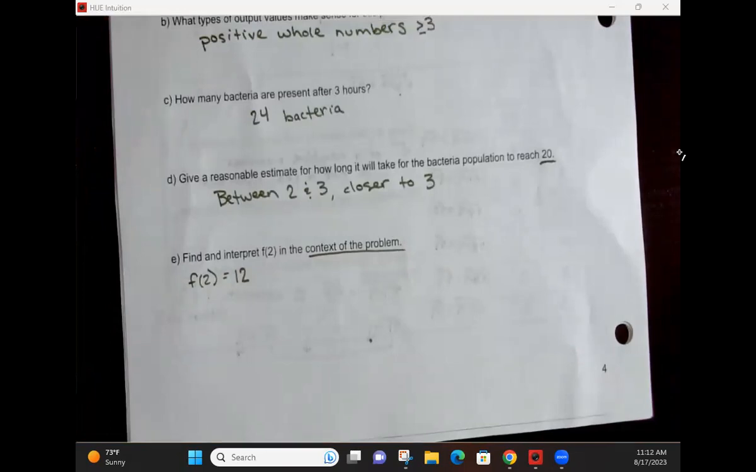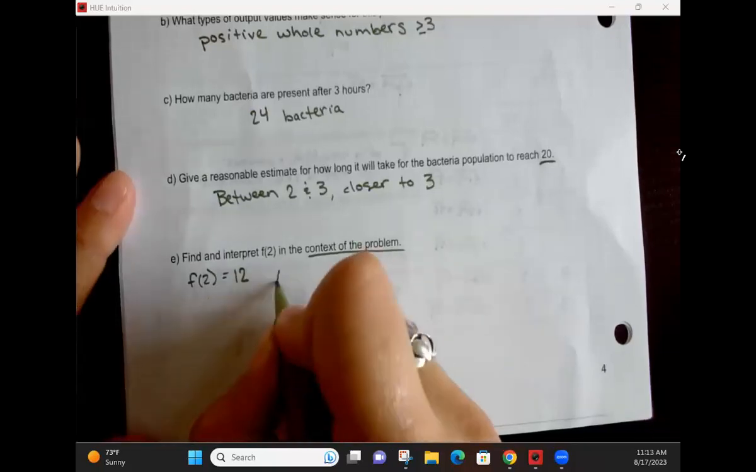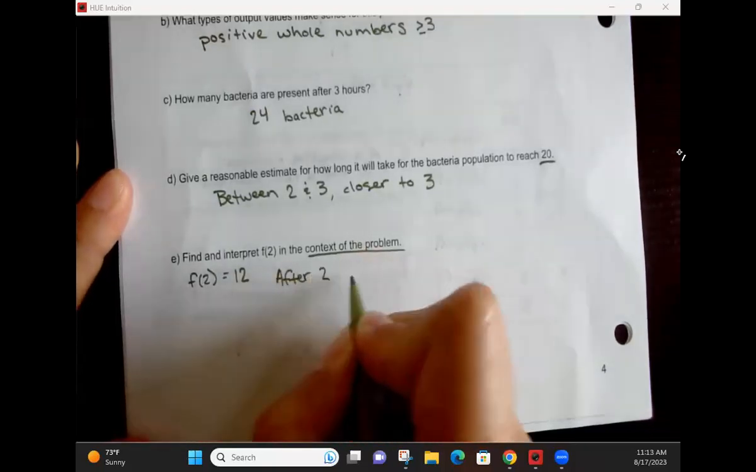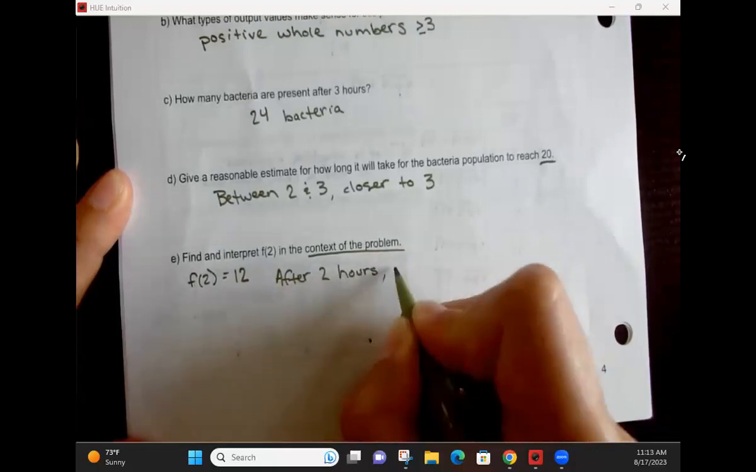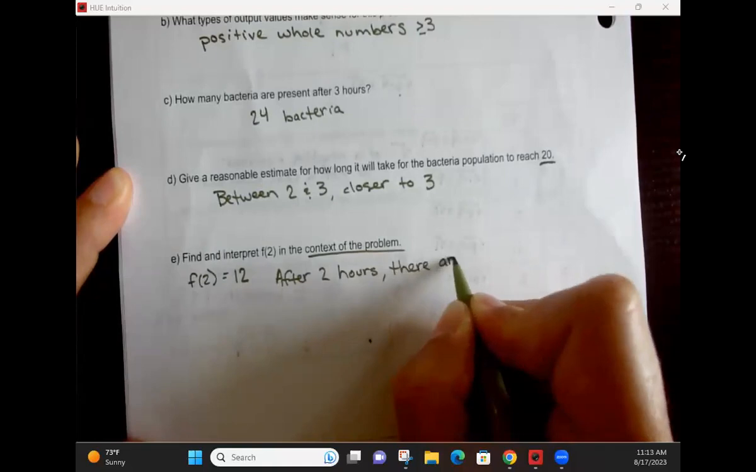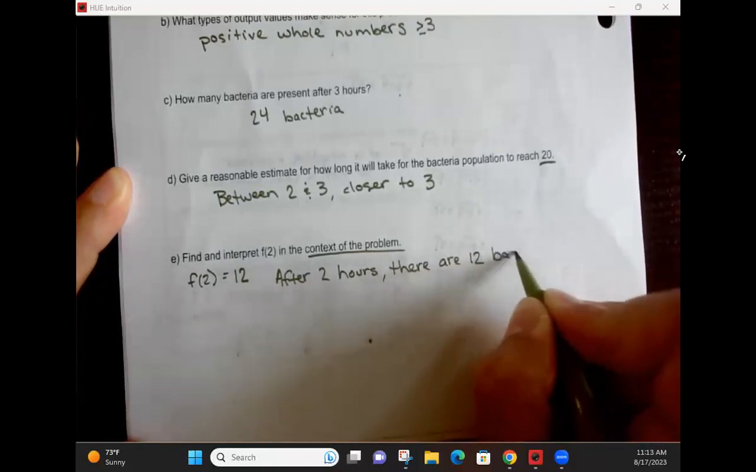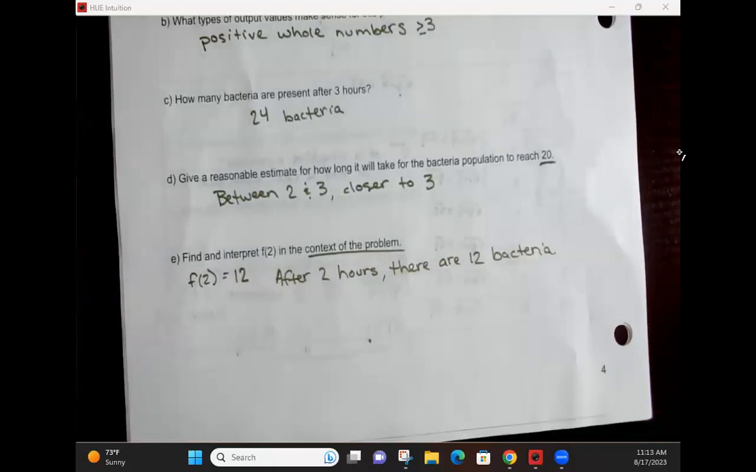Those of you that had me for Algebra 1, when we saw questions like this, I told you that when I asked you to interpret in the context of the problem, I want you to tell me what the labels are that go with these numbers, okay? Piece together that story. Perfect. After 2 hours, there are 12 bacteria. So what are the labels that go with this? 2 what? 2 hours. 12 what? 12 bacteria. So after 2 hours, there are 12 bacteria. Very good.